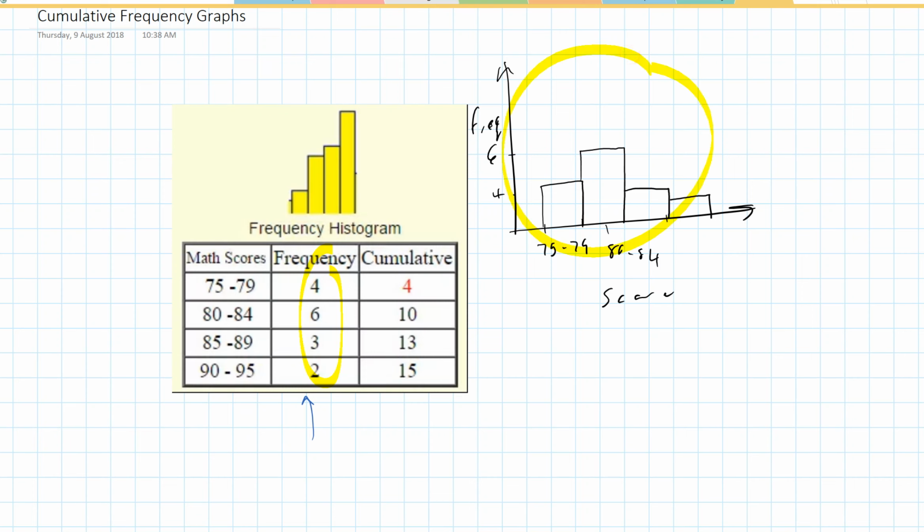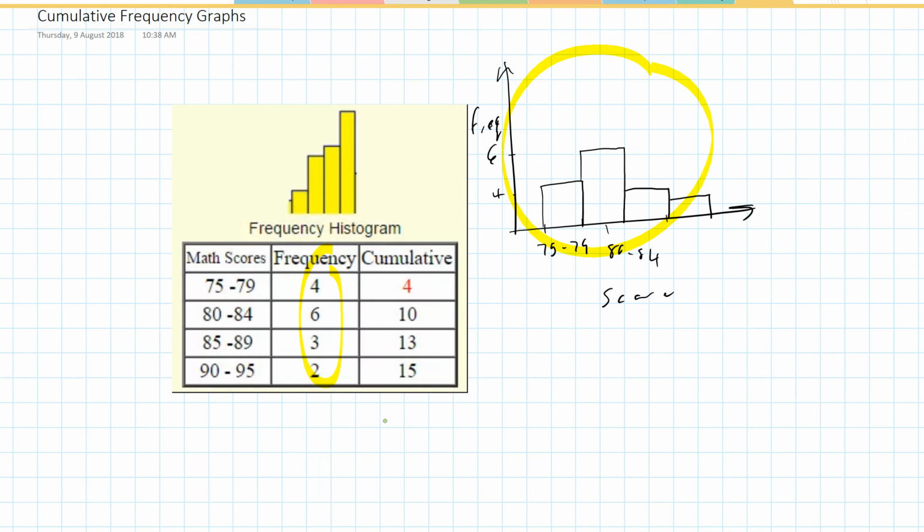Now, we can also do what's called cumulative frequency histograms, where we take the cumulative number. And this has several benefits. Firstly, we can pick straight away how big the class is. Clearly there are 15 in the class, so we don't have to add them. We can also pick where the median score is. Median meaning the middle score up.